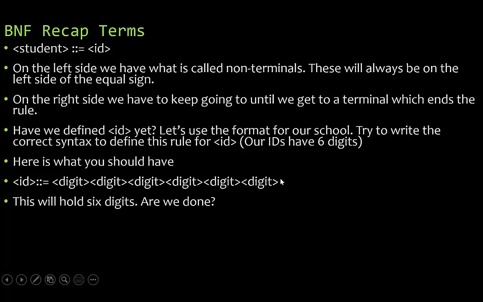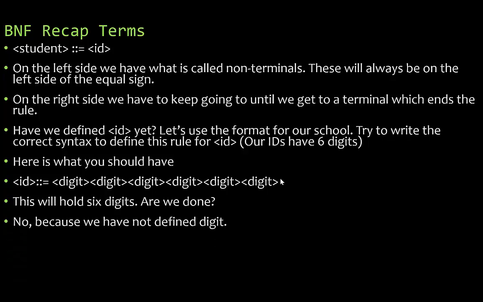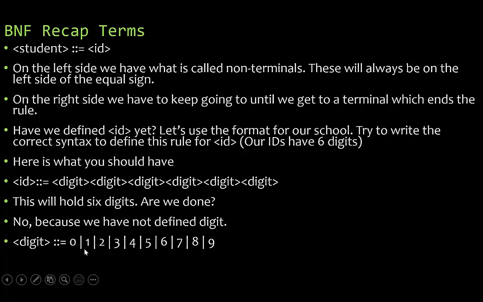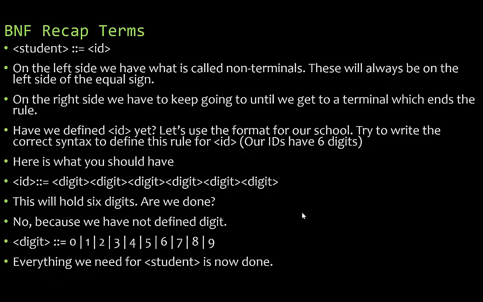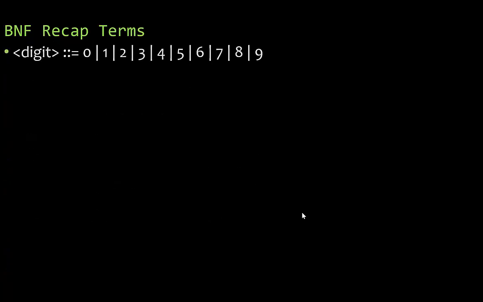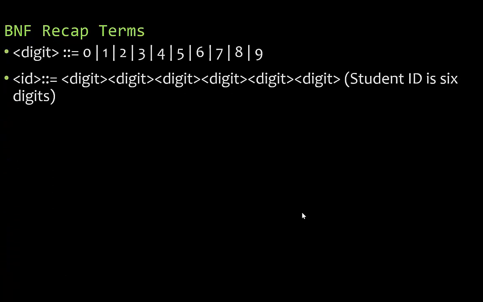So here we see 6 digits. Are we done? We are not done, because we have to define what digit is. Well, we can say a digit is defined as 0 or 1 all the way to 9. Everything we need for student is now done. The BNF rules are finished. So digit is defined as this, ID is defined as 6 digits, and then student is defined as ID. We have 3 statements here.